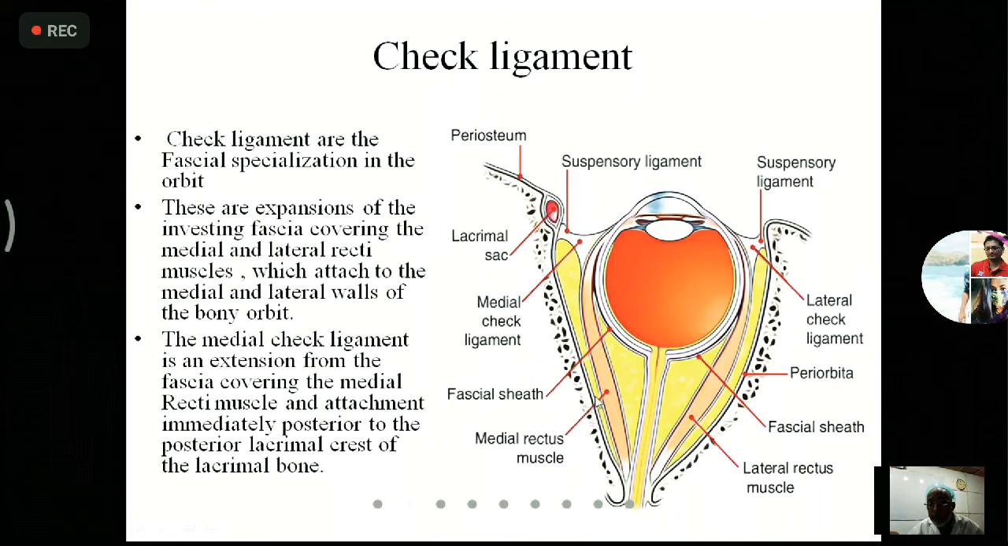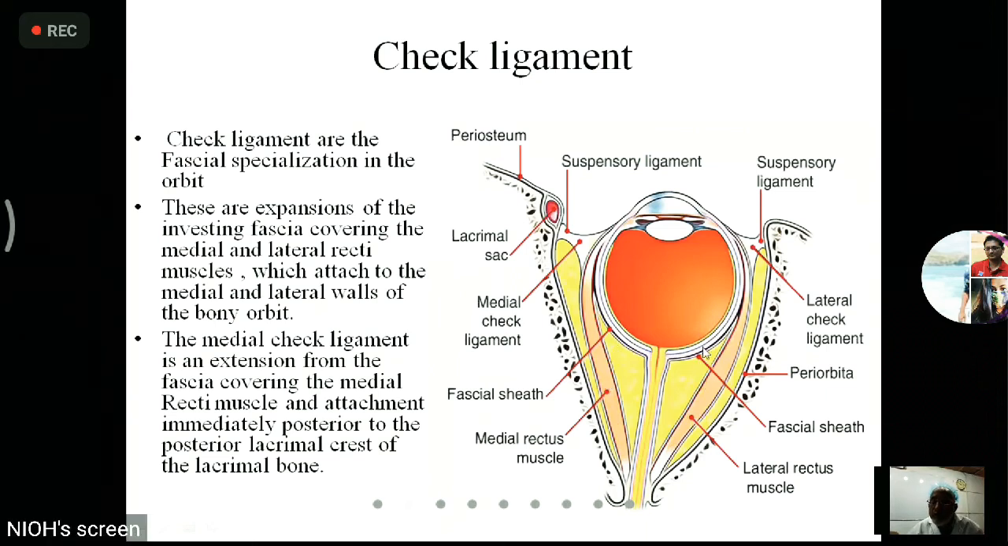And this is the medial rectus muscle, this is the lateral rectus muscle. These are the figures, and this is the eyeball. Later on you will see another picture, and this is the fascial expansion, the white arrow, triangular in shape. This one is the fascial expansion, and this is the cone place.